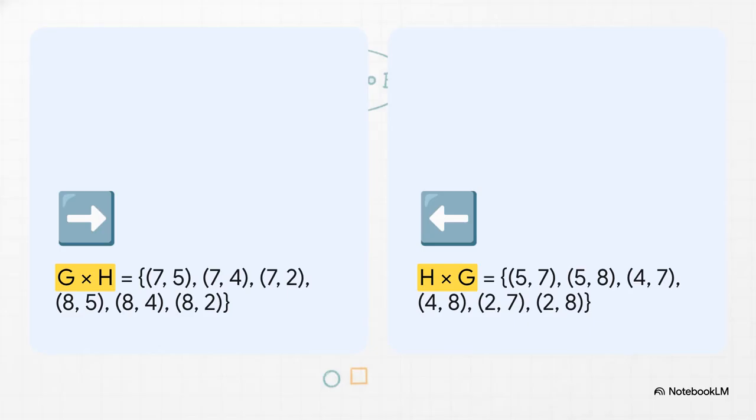Now, this is where it gets really interesting. What happens if we flip the order and do H cross G instead? Bam! You get a totally different set of pairs. Remember our rule from the beginning? The ordered pair (7, 5) is not the same thing as (5, 7), and this shows us something absolutely crucial. When it comes to Cartesian products, order matters a lot.